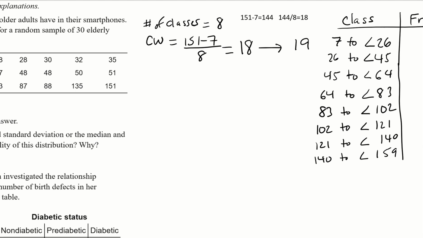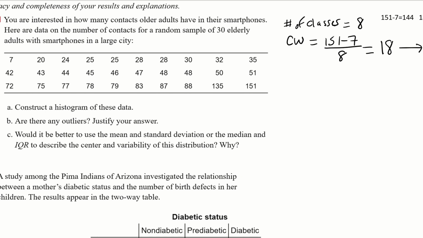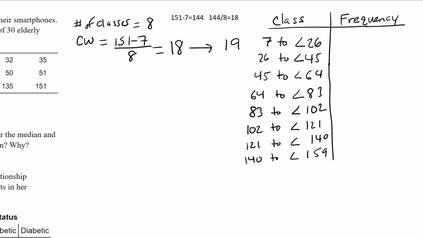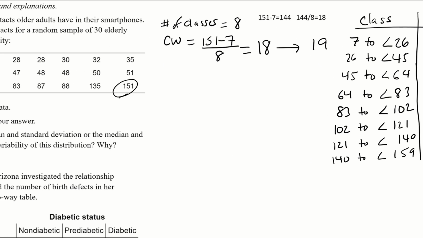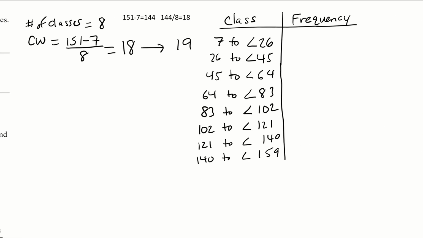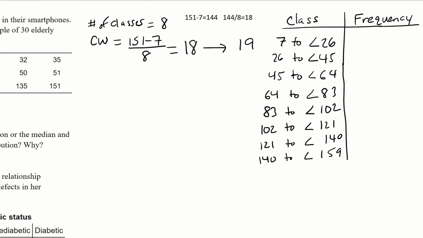All right, here we go. We got 8 classes, and it looks like we have plenty of space to include our maximum in our last class. So that's nice. All right, so how many numbers do we have from 7 to 25? Because 25 is less than 26.